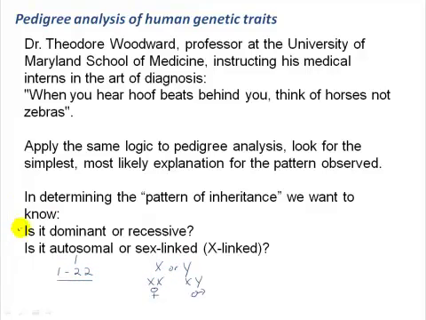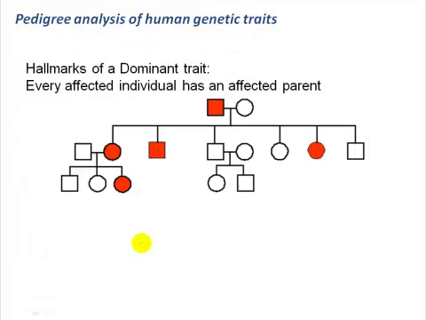So these are the two questions that you need to answer when you're asked to determine a pattern of inheritance in a pedigree. So let's take a look at some pedigrees and see how we can determine patterns of inheritance by looking at pedigree genetic trait inheritance. First of all, we need to know what we're looking at in a family tree like this.